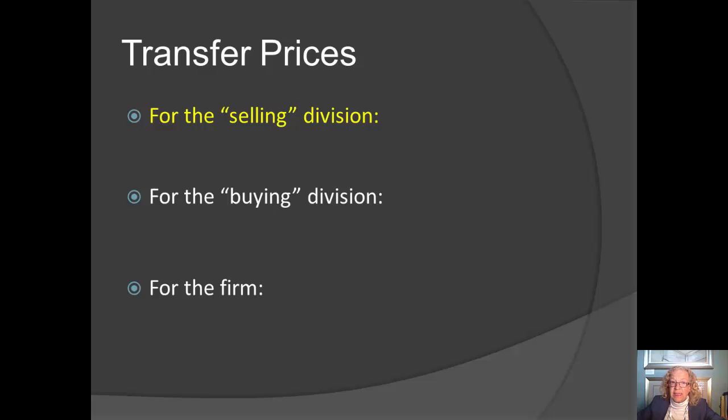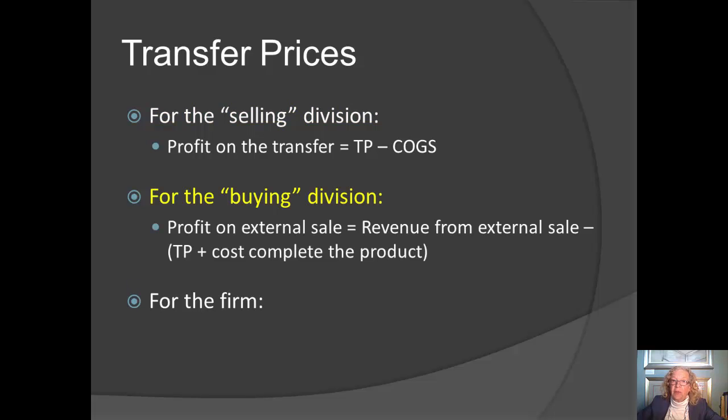So, for the selling division, the division that is providing goods or services, the profit on the transfer is going to be the difference between the transfer price and the division's cost of goods sold. For the buying division, the division that is receiving the goods or services, the profit on the external sale will be the difference between the revenue from that sale and the combined transfer price plus whatever cost that division incurs to complete the product.